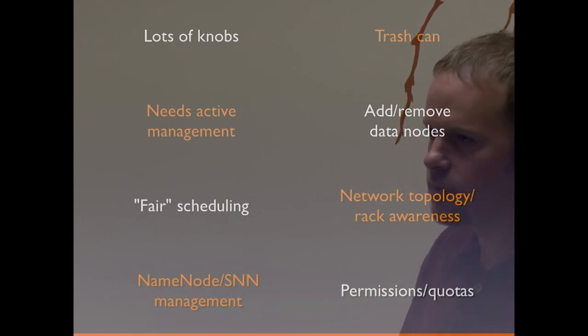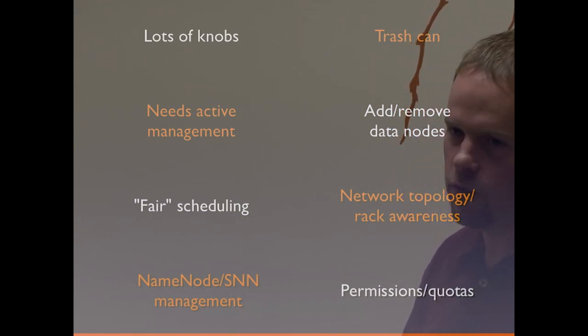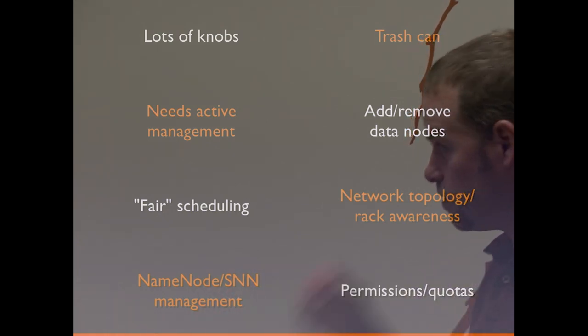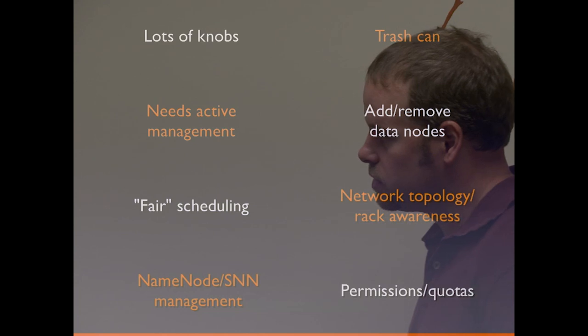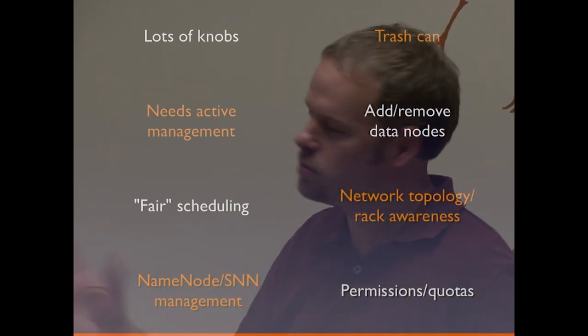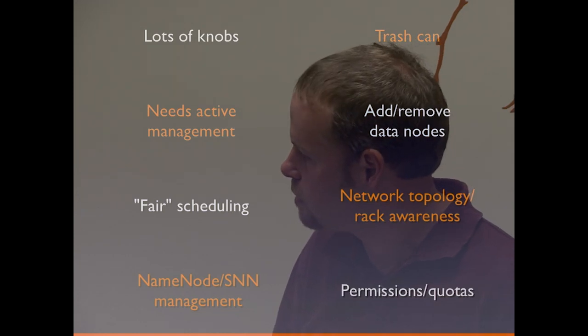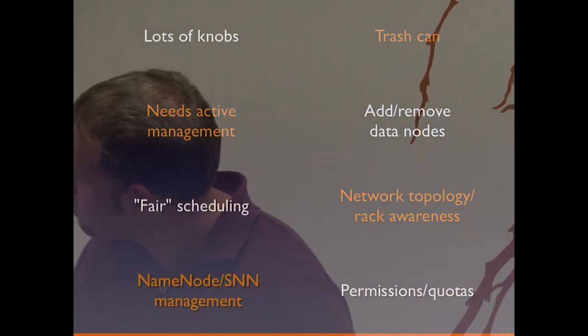Scheduling: I'm not running multiple jobs here, but by default it's first in, first out. That means if you have one job that is hogging all the mappers and reducers, it's holding up everyone else. So there are different types of scheduling that you can set, called fair scheduling and capacity scheduling, and things like that. And there are some other things as well.